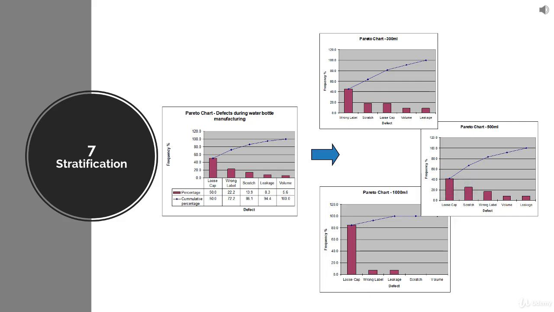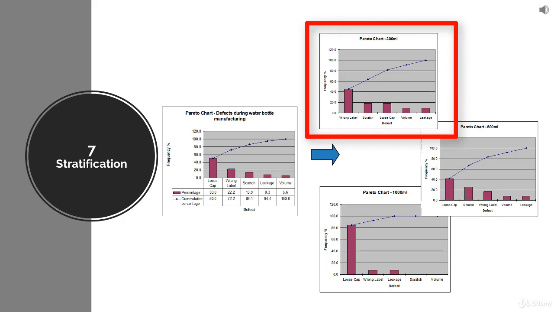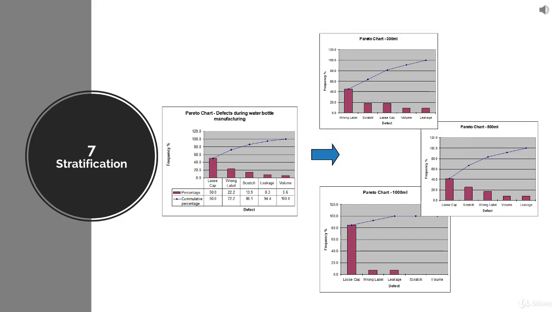So the machine which is producing the caps for 1000 milliliter bottles, that might be a problem. So now your focus has changed. Rather than looking at the big picture, now you are looking at the focused thing. And if you see that 300 milliliter bottles, instead of loose caps, wrong label is a big problem there. So maybe now what you need to do is, you need to check the labeling machine for that 300 milliliter bottles. You need to look at the loose cap problems in 500 milliliter and 1000 milliliter bottles.